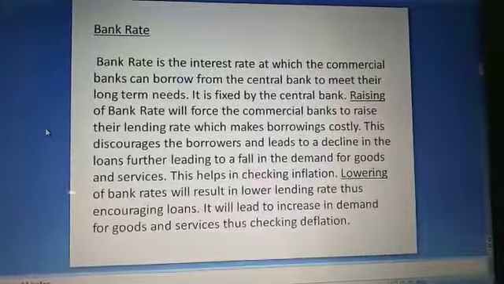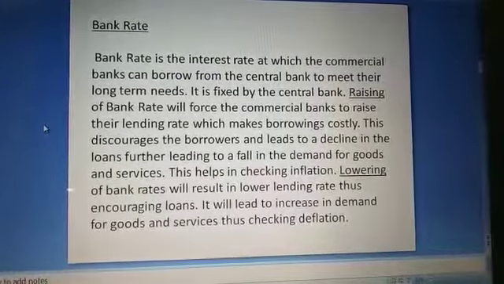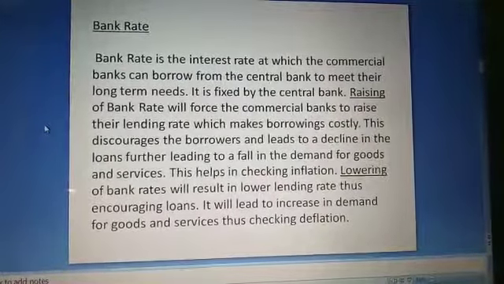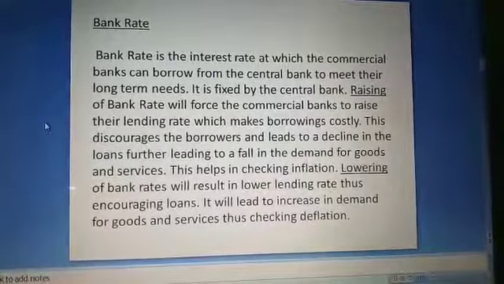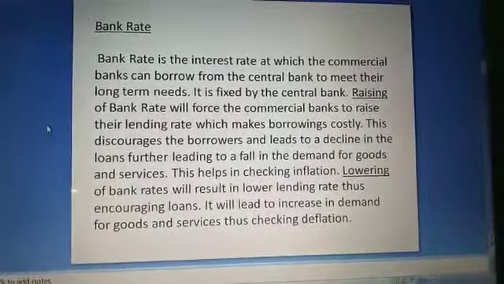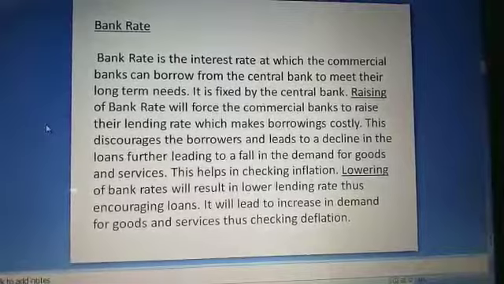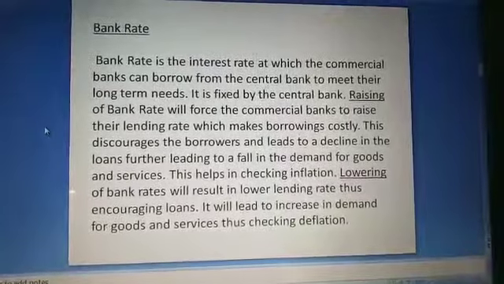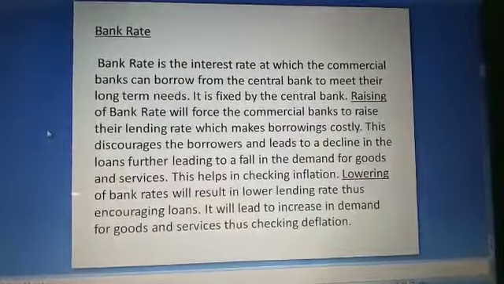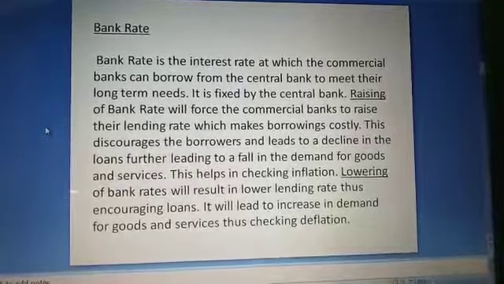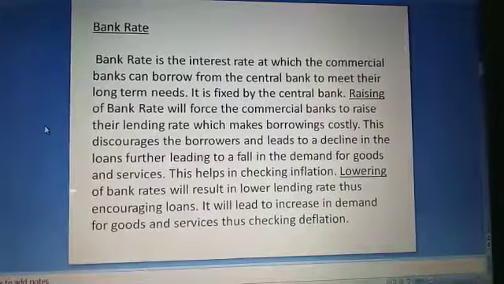Now, raising of bank rate will force the commercial banks to raise the lending rates, which makes borrowings costly. Now, what is lending rate? Lending rate is the rate at which commercial banks give loans to the general public. And bank rate is the rate at which the central bank gives loans to the commercial banks. Okay, so that's the difference between both the rates.